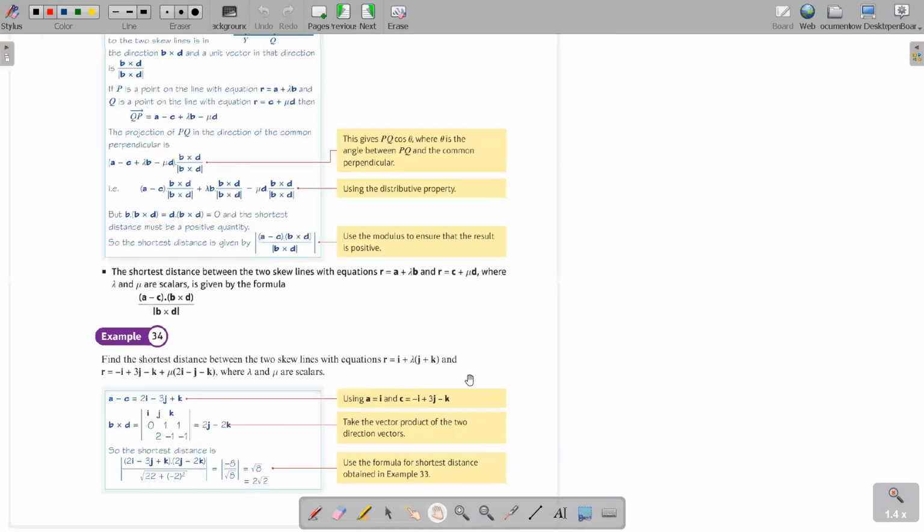So the very last part of the lesson, children, the shortest distance between two skew lines. Can you tell me what are skew lines? How do we consider two lines to be skew? When they are not parallel and they do not meet, they do not intersect. The most important thing is these skew lines are not parallel and they don't meet. We really don't look into the perpendicular relationship there.